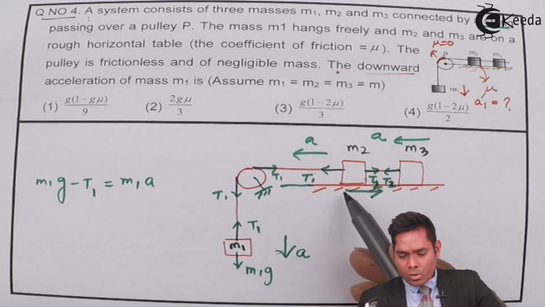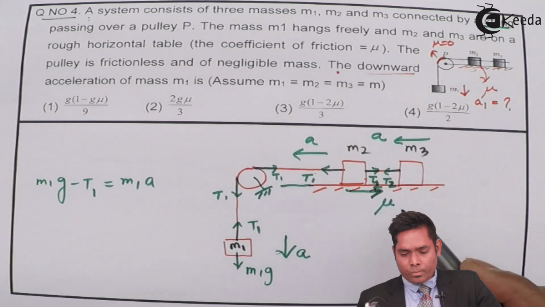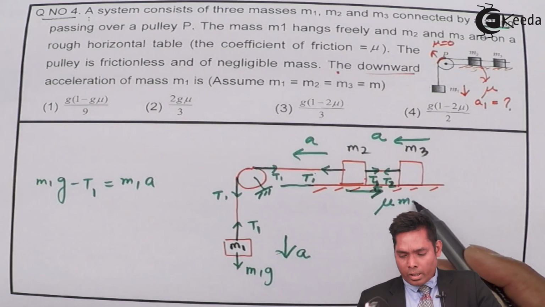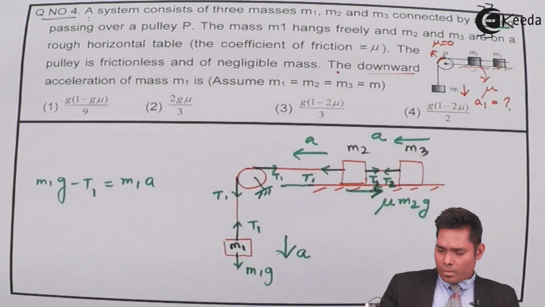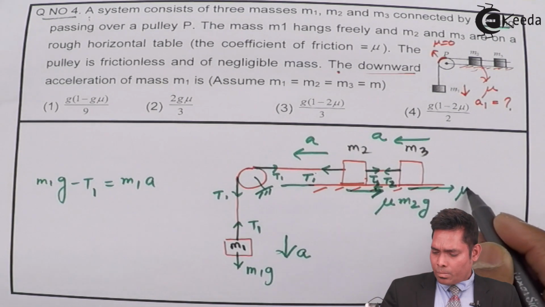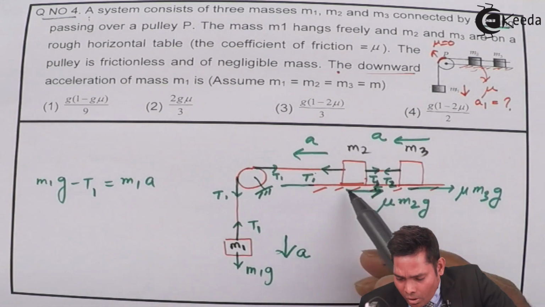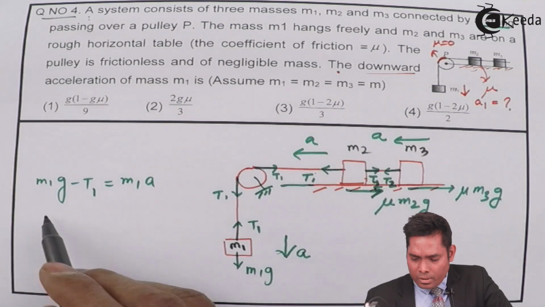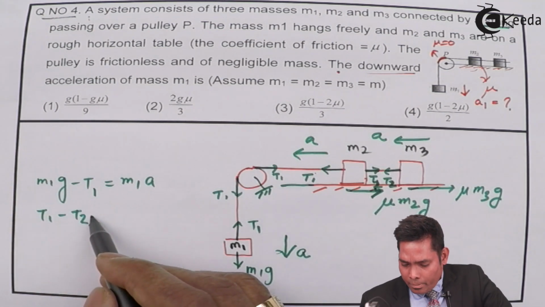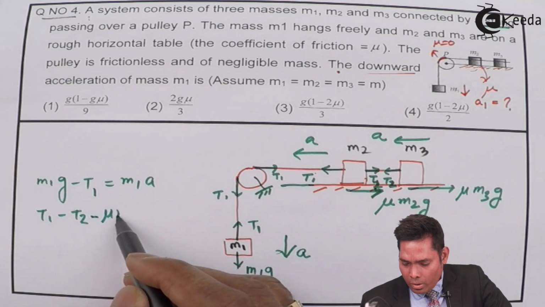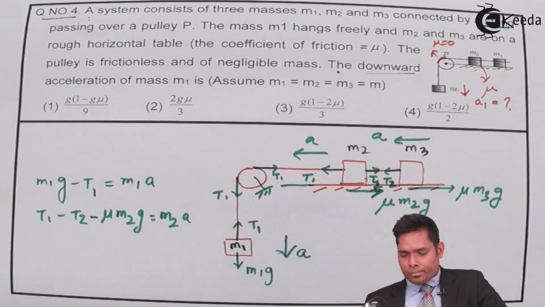This block is opposed by frictional force, and that is mu N, where N is m2g. In this case, it is mu m3g. So if I draw the free body diagram of this one, then this will be T1 minus T2 minus mu m2g equals m2a.